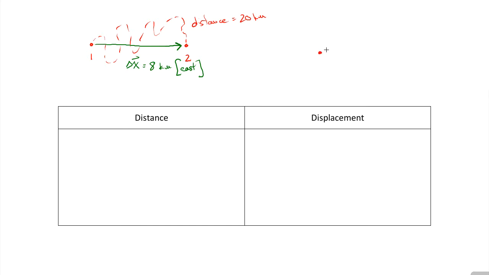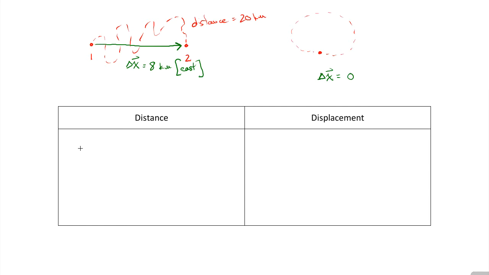Similarly, if I start here and I walk around in a big loop, and let's say that loop is 100 kilometers, but I end up back where I started from, it doesn't matter, my displacement is just my final position minus my initial position. Those are the same. My displacement in this case is 0. Okay, so keep that in mind.